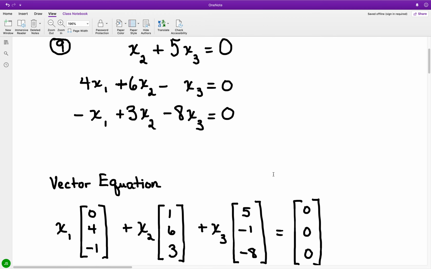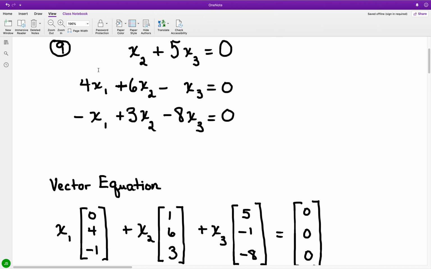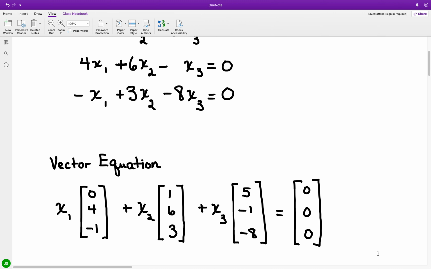Okay, so with x1, there's a missing element from the first equation. We don't have an x1 term, so you have 0, and you have plus 1x2, 5x3 is equal to 0. And if we go row by row and fill in for each single vector, you have x1 times (0, 4, negative 1), plus x2 times (1, 6, 3), plus x3 times (5, negative 1, negative 8), and we have equal to 0 throughout. So this will be our vector equation.